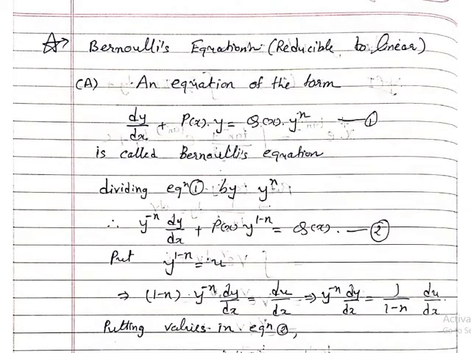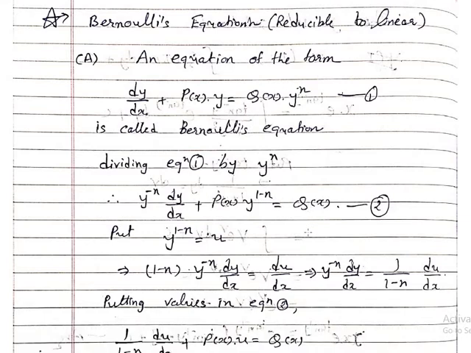Now we are going on to the Bernoulli. Bernoulli is basically the equation reducible to linear. There are two cases. First one is equation of the form dy by dx plus px into y is equal to qx into y raised to n. This y raised to n is an extra term. So dividing by y raised to n, that will give you y raised to minus n dy by dx plus px into y raised to 1 minus n is equal to qx.